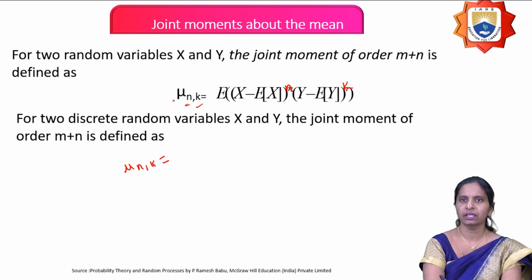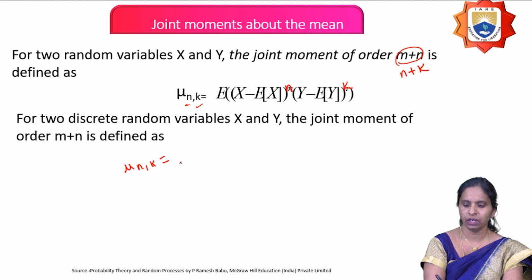About the origin it is represented by the symbol m. About the mean, the joint moments are also called central moments, which are represented by the symbol mu. So mu suffix n comma k. What is the order here? The order here is nothing but n plus k.